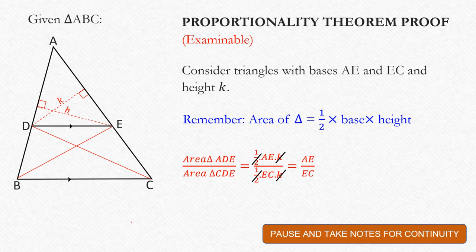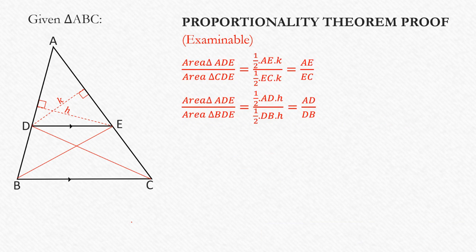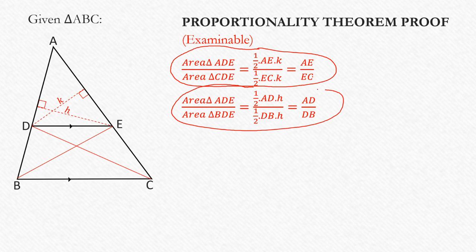So we have two things now. We have concluded, we have this. We say that the area of triangle ADE divided by area of triangle CDE is equal to AE over EC, isn't it? And then here we have area of triangle ADE divided by area of triangle BDE is equal to AD over DB.